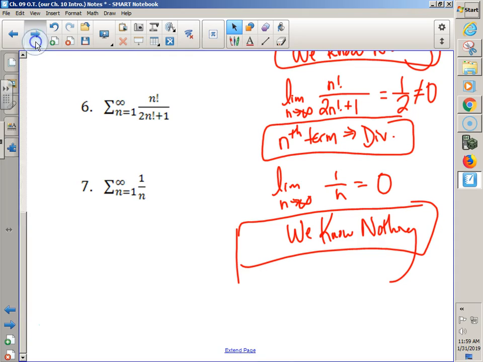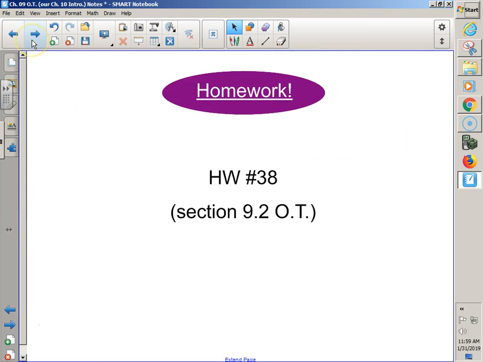What is this? Section 9.2 OT. Make sure that you scroll to the second page of the handout PDF in Google Classroom. And where can you guys go to check the odds? CalcChat, the black one with the gold ring. All right, you guys good?